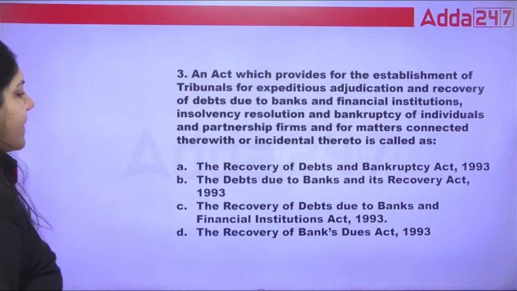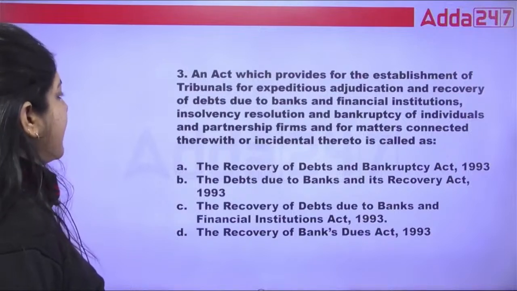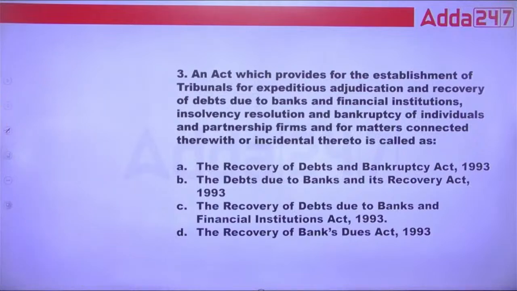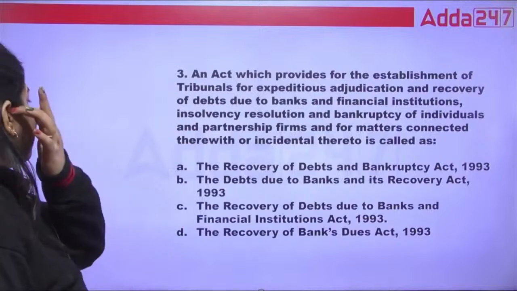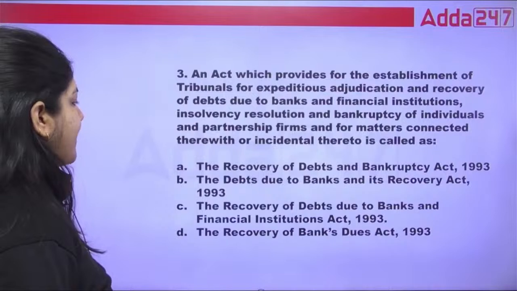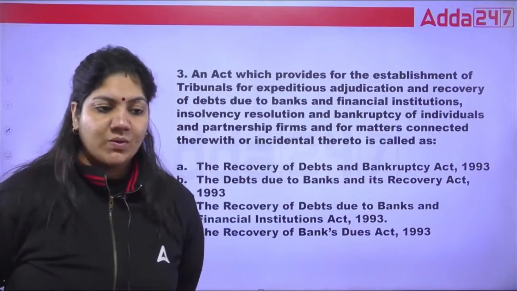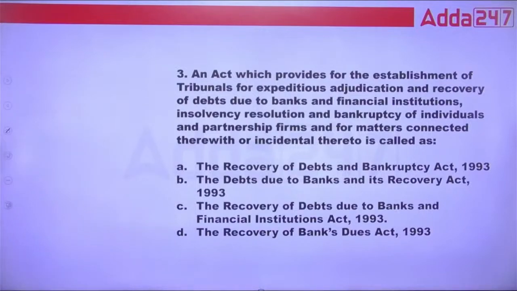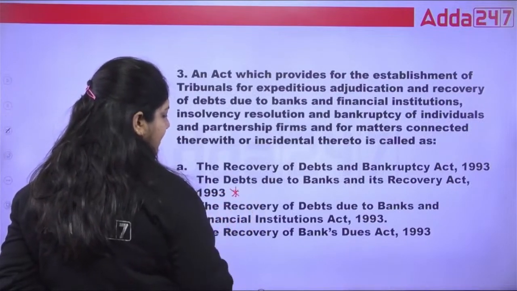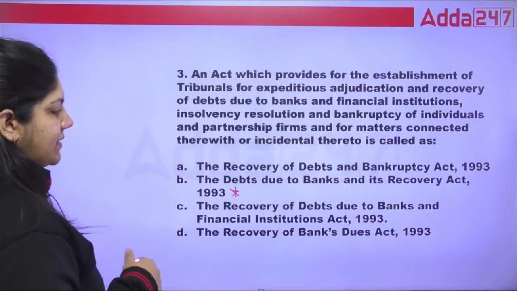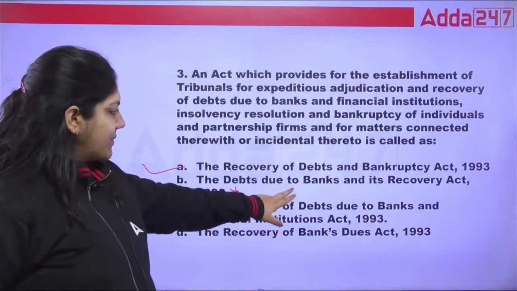The act which provides for the establishment of tribunals for the expeditious adjudication and recovery of debts due to banks and financial institutions, insolvency resolution, and bankruptcy of individuals and partnership firms, and for matters connected therewith and incidental thereto, is called what? The Recovery of Debt and Bankruptcy Act, the Debt Due to Bank and its Recovery Act, the Recovery of Debt Due to Banks and Financial Institutions Act, or the Recovery of Bank Dues Act 1993. When this act was made, this was the name of the act, but after that the name changed, and right now we have the Recovery of Debt and Bankruptcy Act. So this is the old name and this is the latest name.